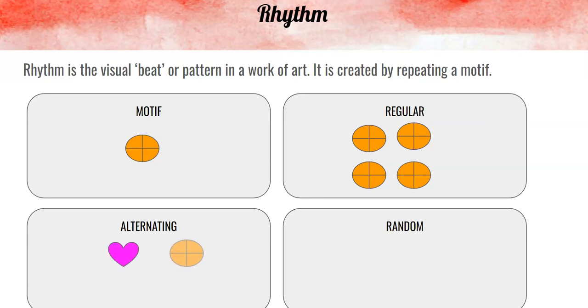And alternating is when now you can introduce a second motif to go back and forth between 2 ideas. So this time you're going to cut out 2 of each of the motifs. By adding a second motif, you can alternate back and forth between the 2 of them.